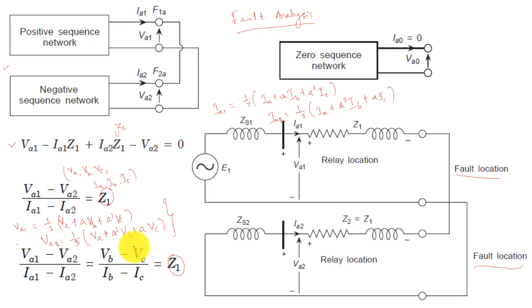Therefore, now I can say that Z1 is represented in terms of the phase parameters, which are the measurable quantities that we measure using the CT and PT. If we can measure VB, VC, IB, IC, I can find Z1, right. This is the impedance seen by the relay. If I feed these quantities, this is the impedance seen by the relay. Now I can set it according to my requirement.